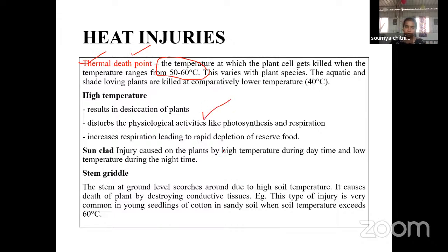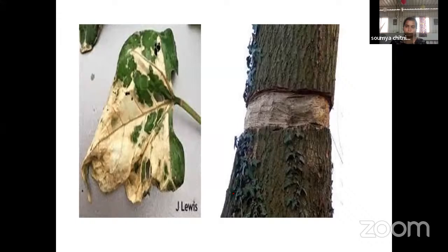So what happens when there is high temperature? It results in desiccation of plants, it disturbs the physiological activities, and it increases the respiration to cope up with the transpiration process. Another one is sun scald. Sun scald, you can find injury on the plant because of the high temperature. And then stem girdle, like girdling of the plant. I have a picture here, you can see. So this is stem girdle, which we can find in a few cases because of high temperature. And this is sun scald because of the high temperature again, right? So these are the heat injuries.